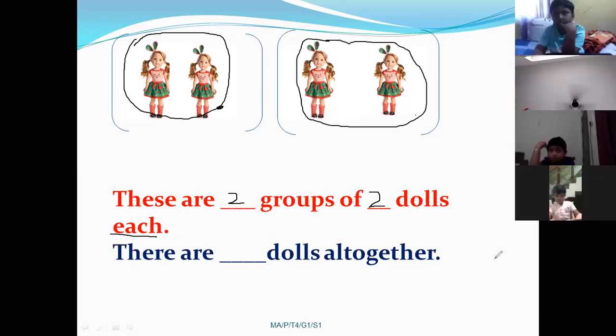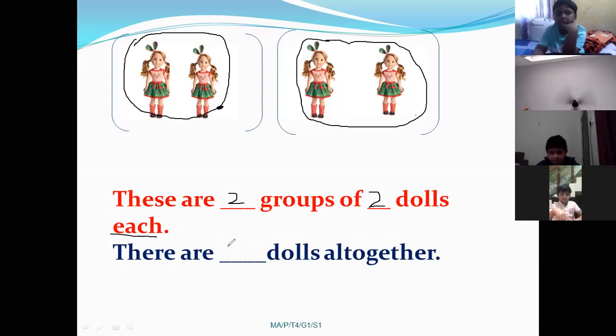Now we have to write it in all together form. All together means in repeated addition form. Sai Joshit, now tell me how I will write this in addition form. How will I write it? 2 plus 2. Very good. That's the correct answer. Yes, children.